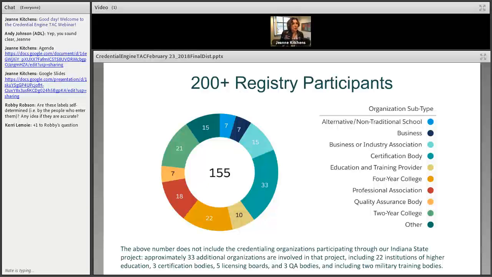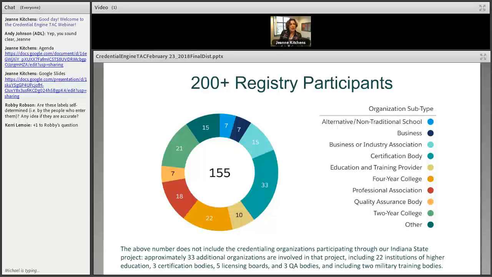Robbie, are the labels self-determined by the people who enter them? Yeah, they are self-determined, and actually when we get into the metadata, we can maybe talk a little bit more about what you're calling a label. Those are the credential types that are actually classes in the CTDL. They're not concepts, they're classes. And yes, the publisher is selecting the type of credential that they offer.